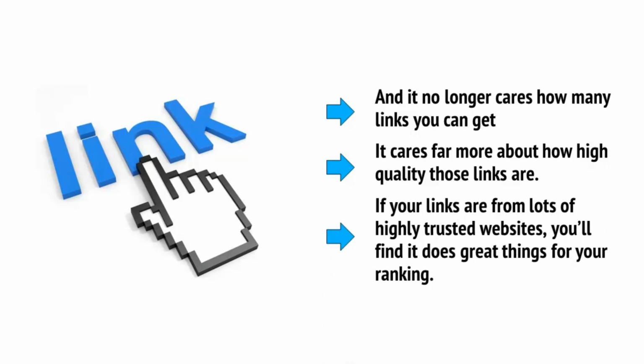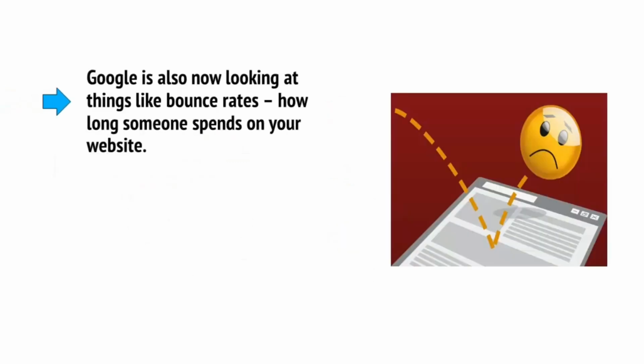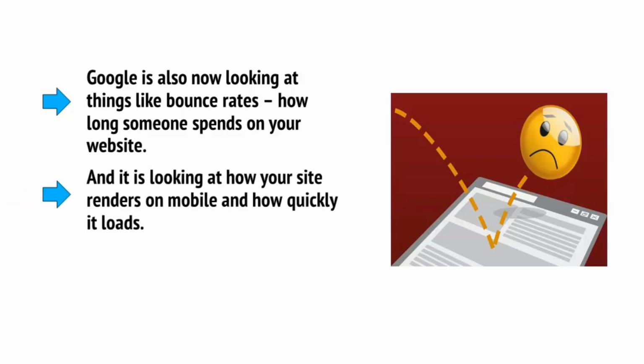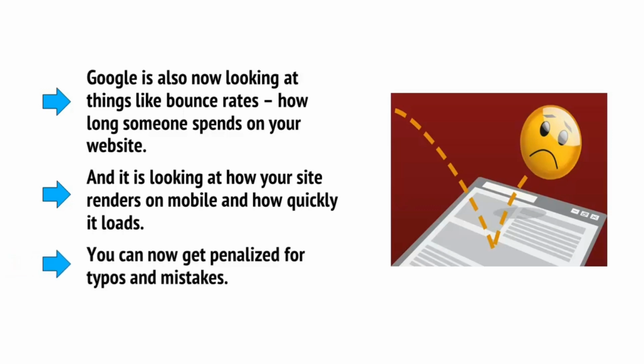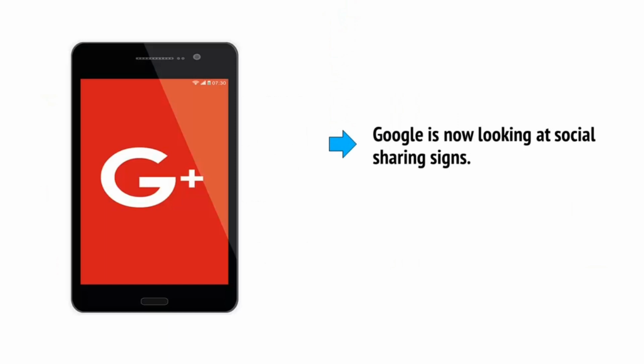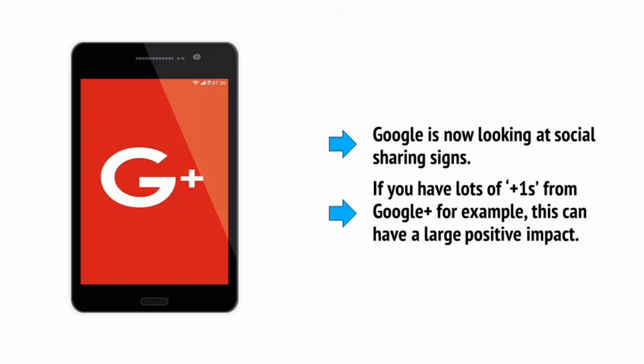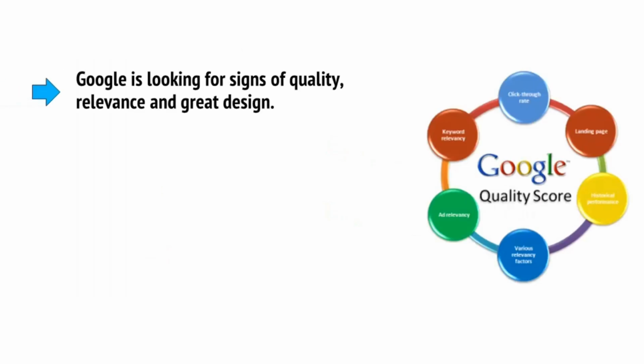So, if your links are from lots of highly trusted websites, then you'll find it does great things for your ranking. Google is also now looking at things like bounce rates, how long someone spends on your website, and it's looking at how your site renders on mobile and how quickly it loads. You can now get penalized for typos and mistakes. And Google is also looking at social sharing signs. If you have lots of plus ones from Google Plus, for example, then this can have a large positive impact. In short, Google is looking for signs of quality, relevance, and great design.